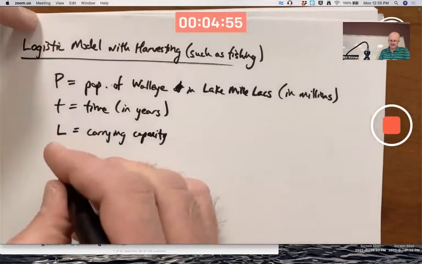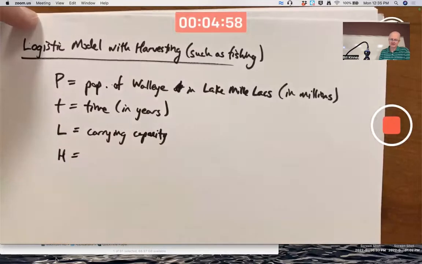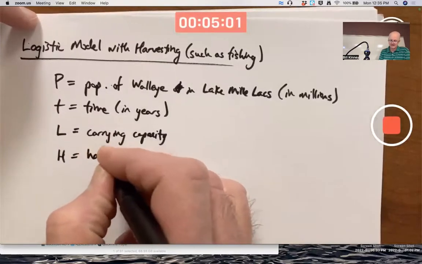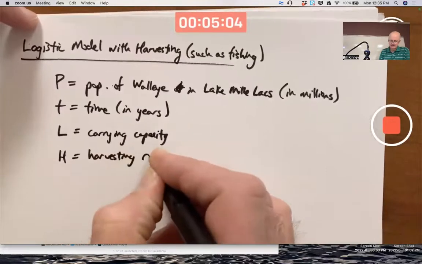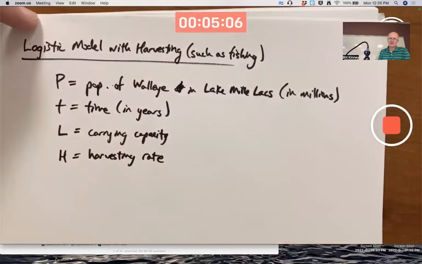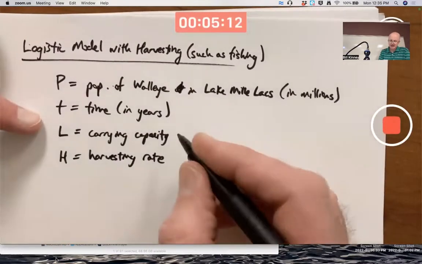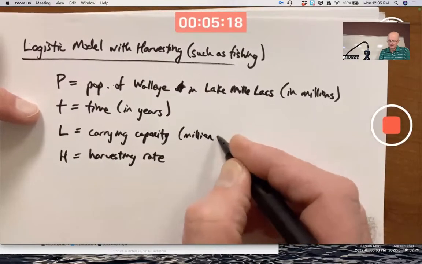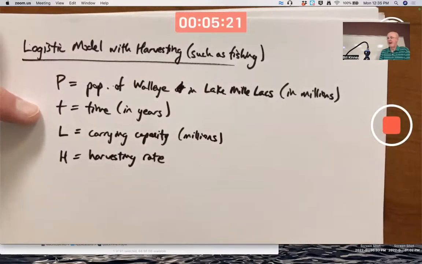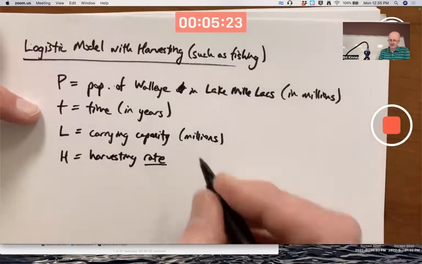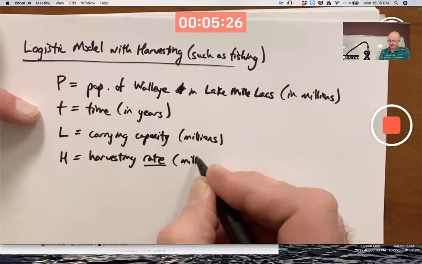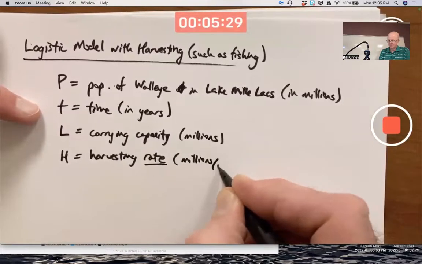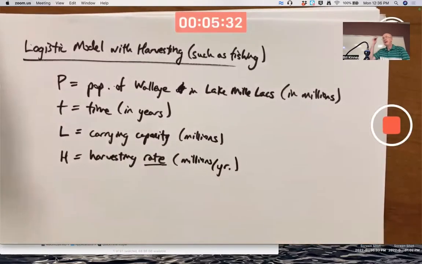Let me also add another constant. I'll call it H for harvesting. I'll call this the harvesting rate. Of course, if it is fish and harvesting is fishing, then we could call it the fishing rate. The carrying capacity's got to be the same units as the population, millions. But the harvesting rate, being a rate, would be in millions per year. Millions of fish per year. And to keep things simple, assume it's constant.